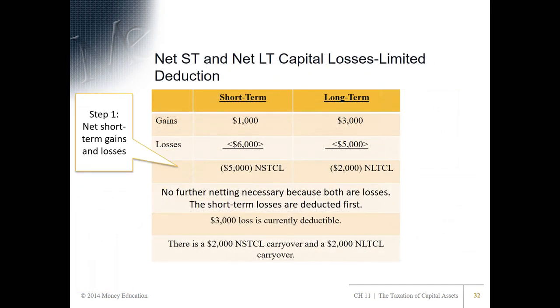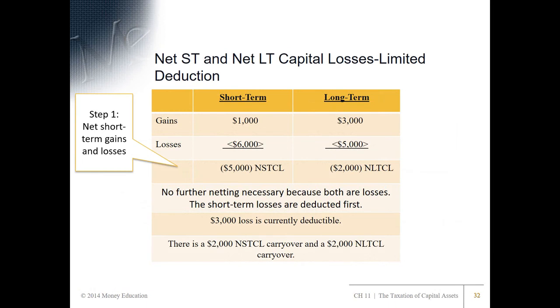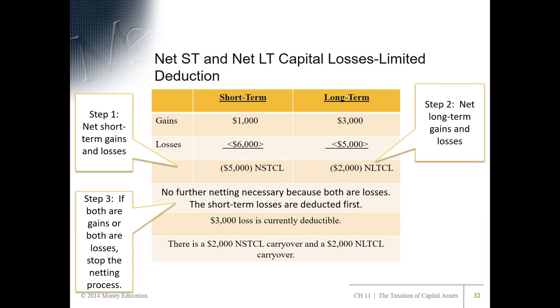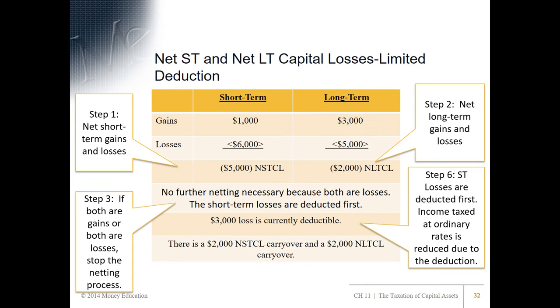Now we have a situation, again, we have some short-term and long-term sales. Here we've got a short-term net capital loss and a net long-term capital loss. So again, no further netting is necessary because both are losses. The short-term losses are deducted first, and so as we know, $3,000 is currently deductible. So step 6, short-term losses are deducted first.